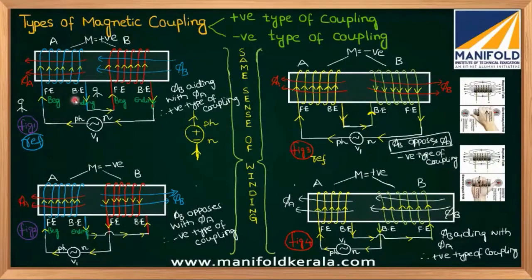Yes, that means beginning end and ending end are not decided by the direction of current. It is simply by the sense of winding. So you can take front end as beginning end, or you can take back end as beginning end, and the front end can be taken as ending end. It's your wish. But in my discussion, I am taking front end as beginning end, back end as ending end. That only I wrote here.